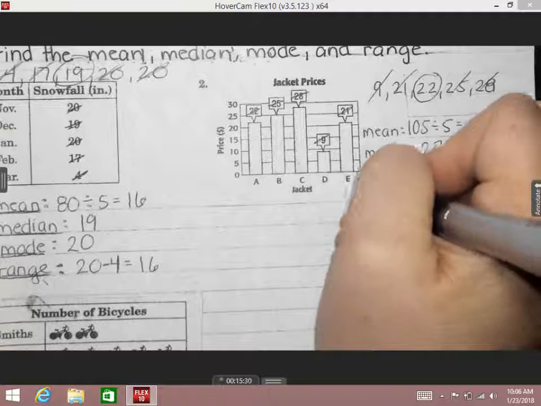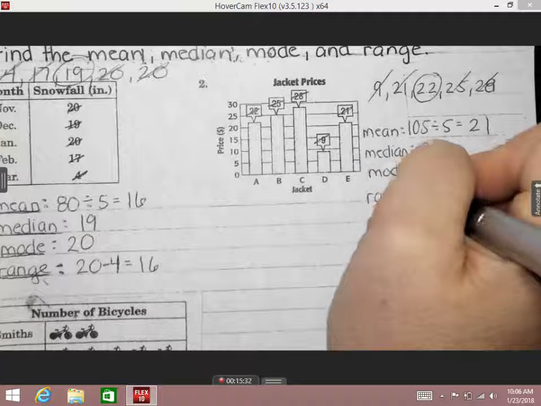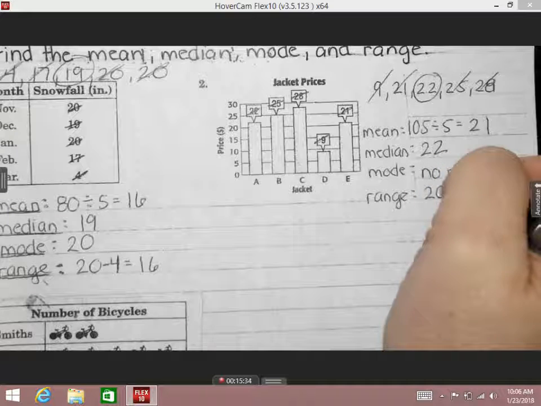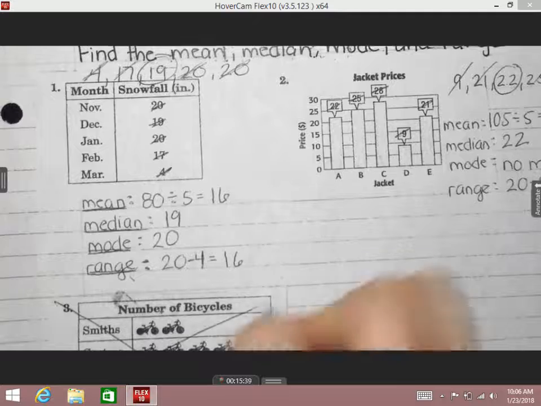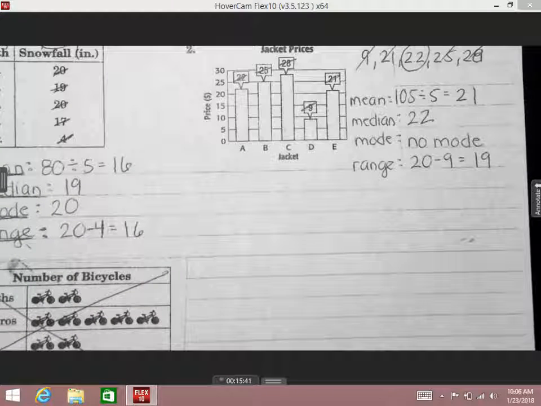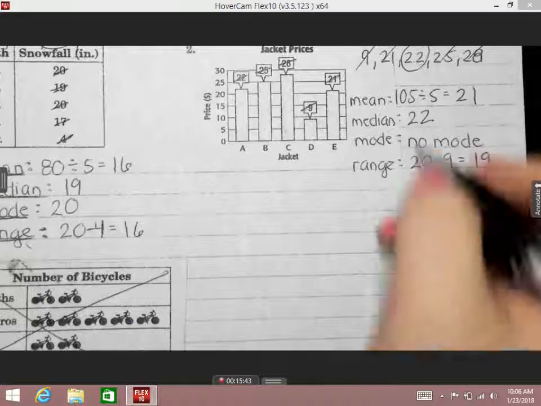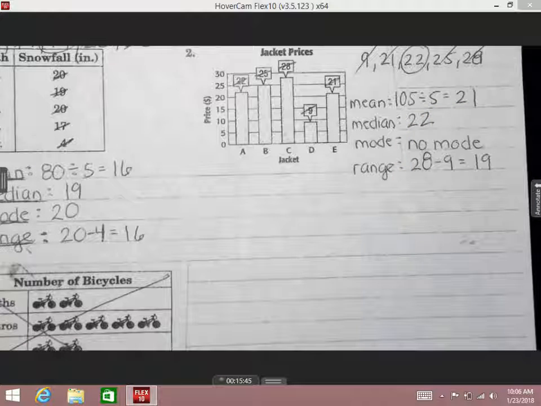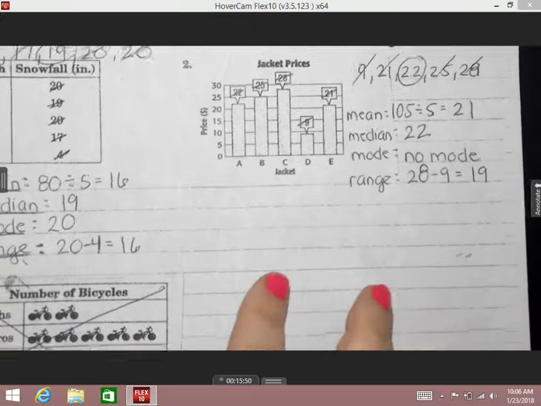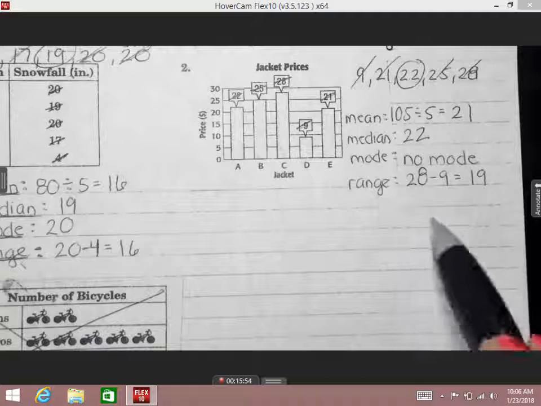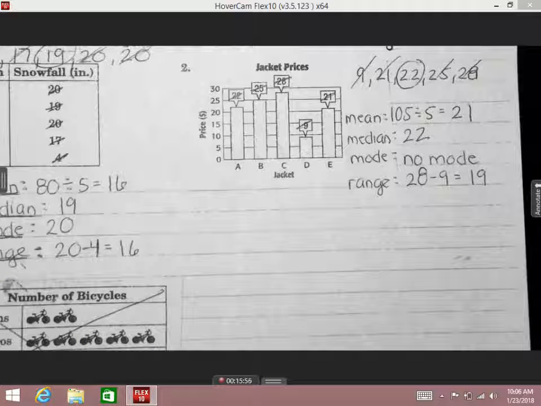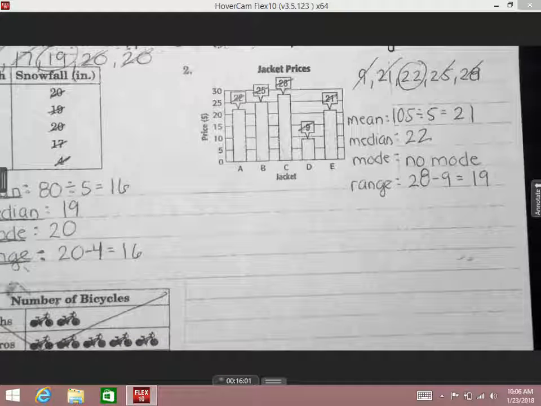All right, range. What am I going to do to find the range? 20 minus 9, which gives me? 19. Okay. All right, guys, I want you to mark out that number 3. We're not going to do number 3. Oh, I'm sorry. No, hey, he did say 20. I just, sorry. 28 minus 9. I apologize. There isn't even a 20 up here. Big number 28 minus small number 9. That gives us 19. So you still got the answer right. I just said the complete wrong thing.